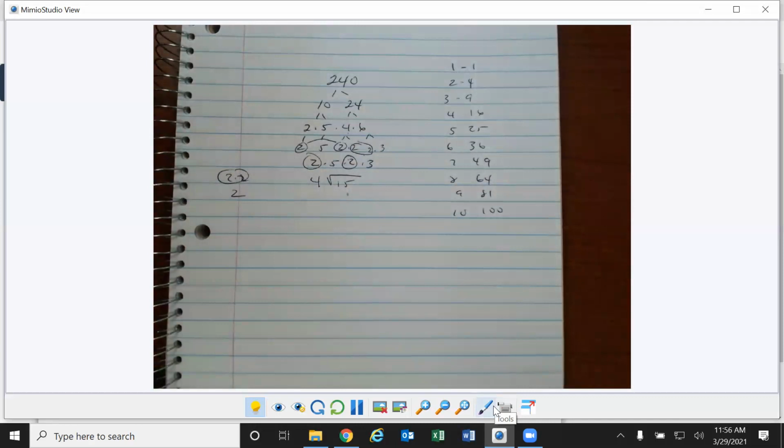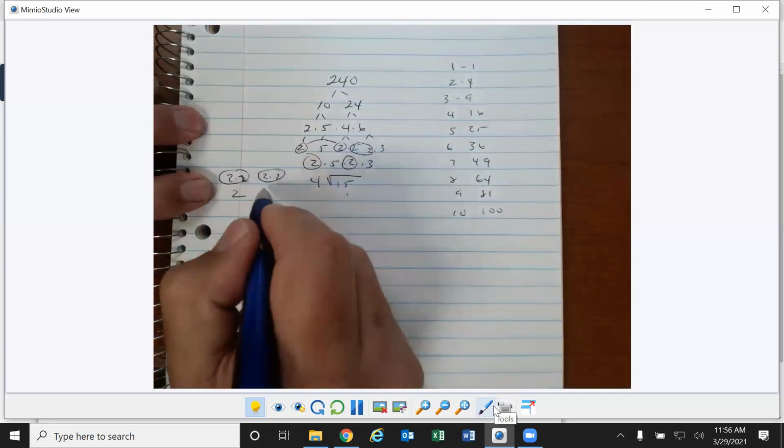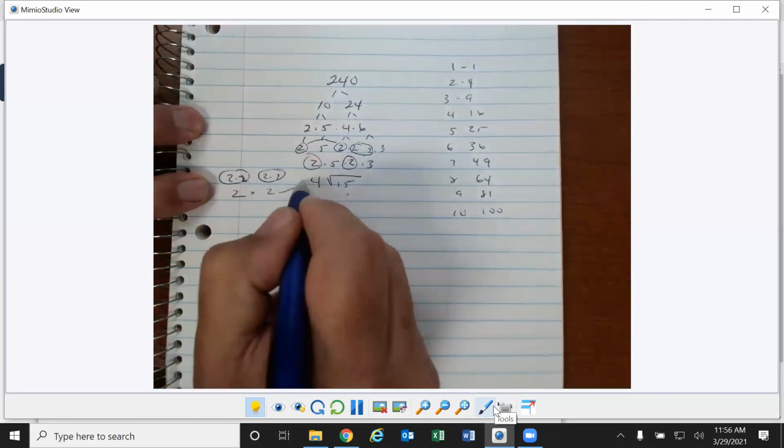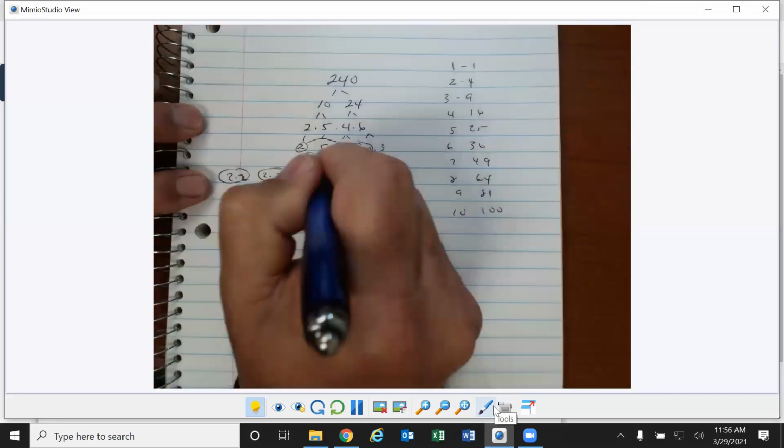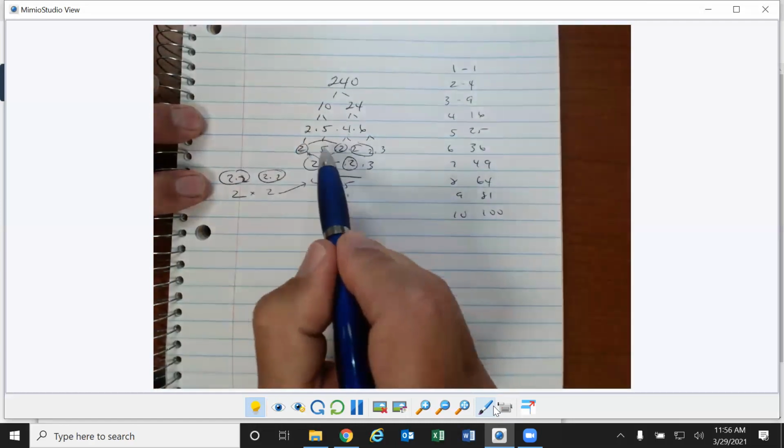So every time you have a pair, like we had a pair of 2s here and a pair of 2s here, we multiply them, and that's how we got 4. See how we got this? These two pair make a 2.